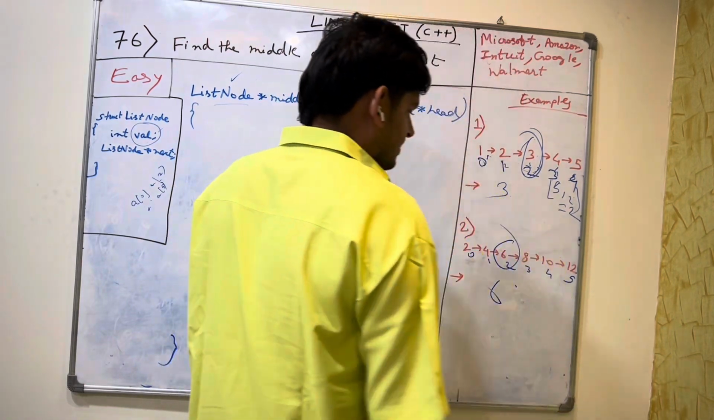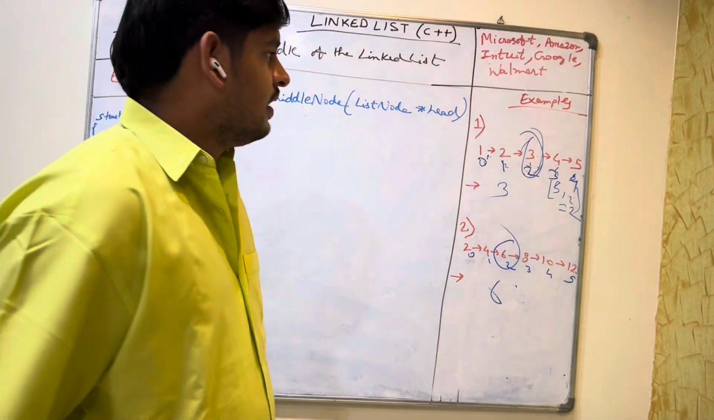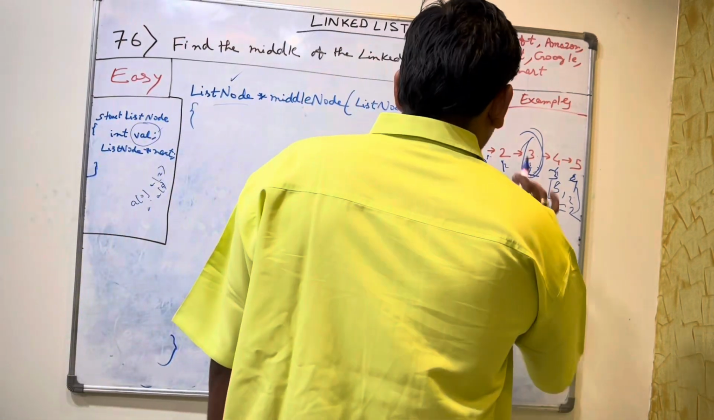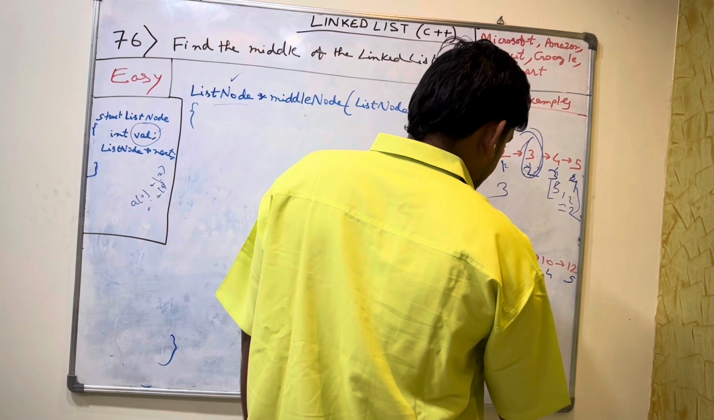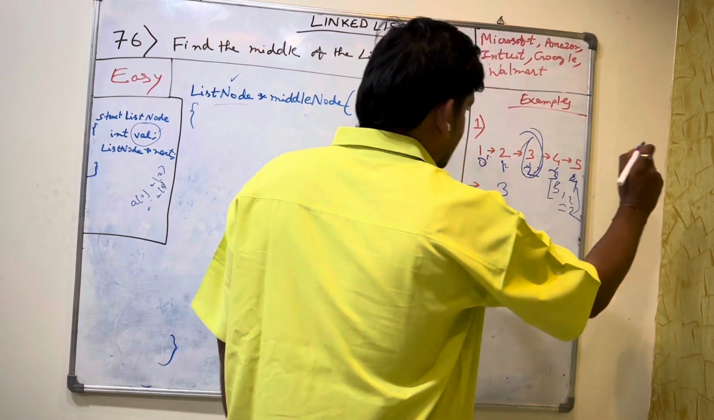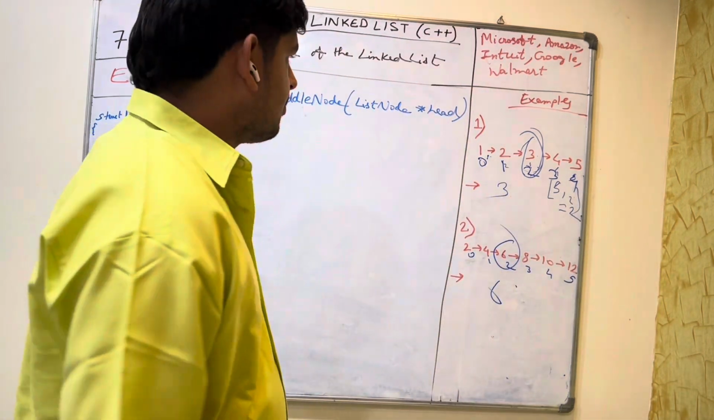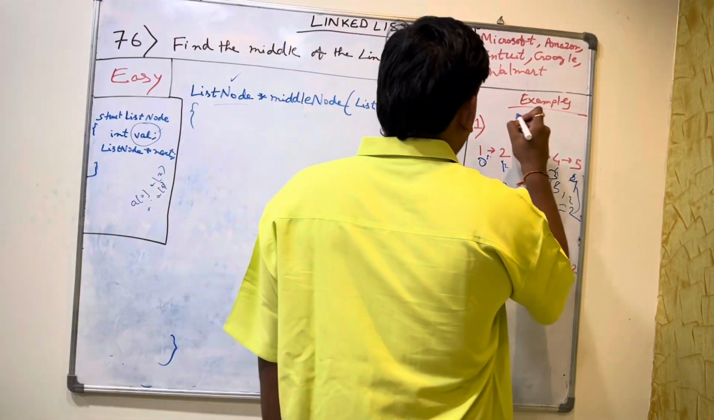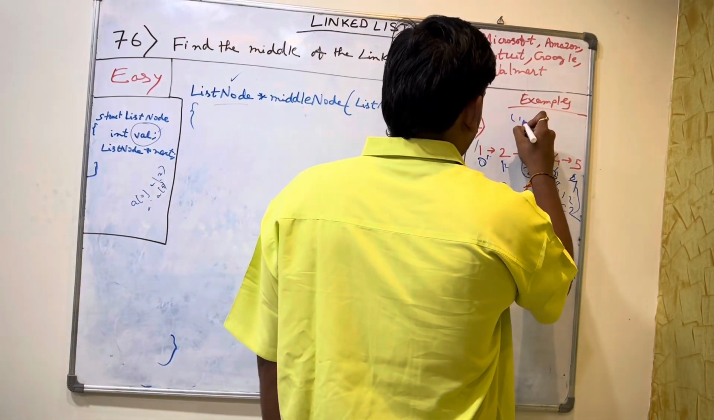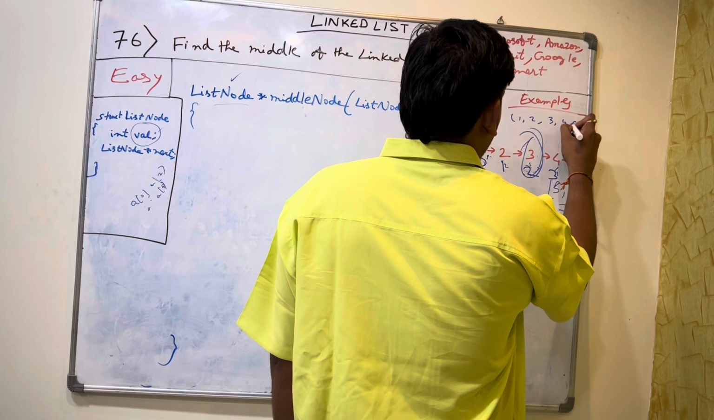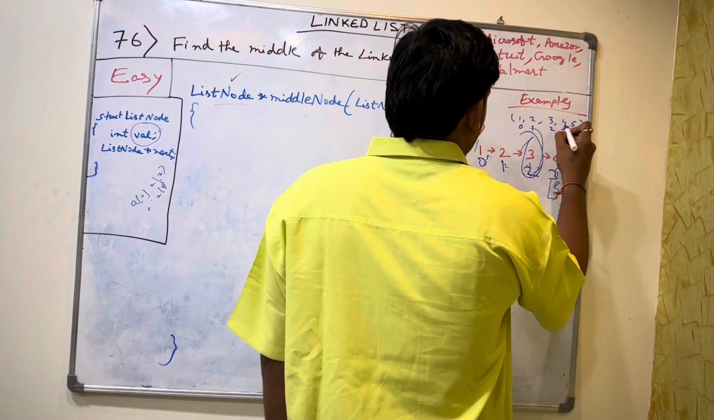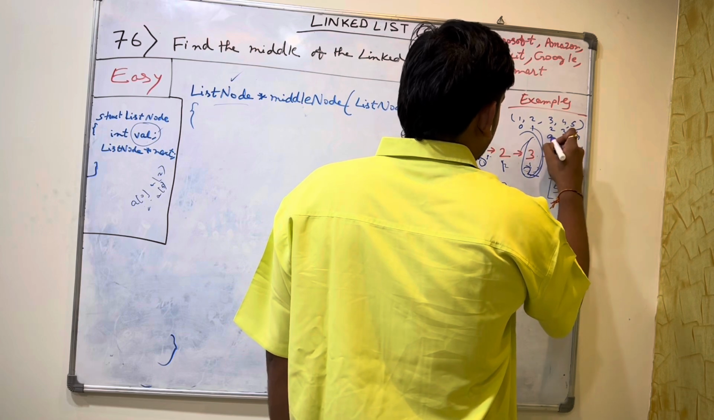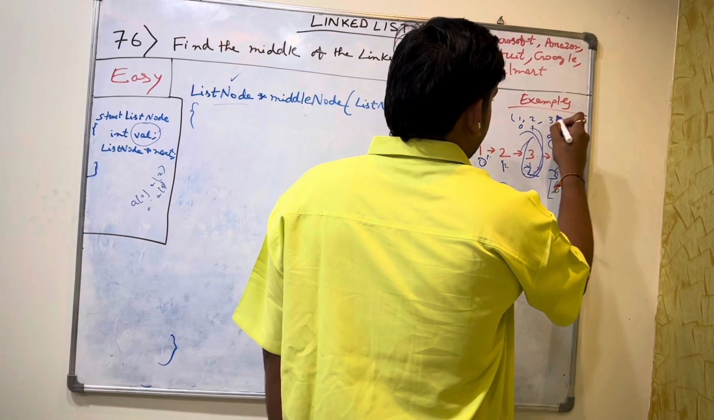So how do we solve this? One thing you can do is find the size of the linked list, right? So when we have an array of 10 elements, say 1, 2, 3, 4, 5, with indexes 0, 1, 2, 3, 4, the middle element will be 4 by 2, that is 2. So you just give this 2, half of the elements, right?